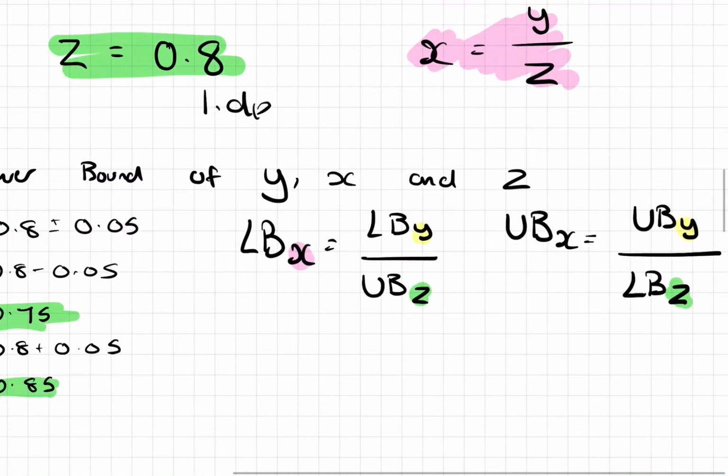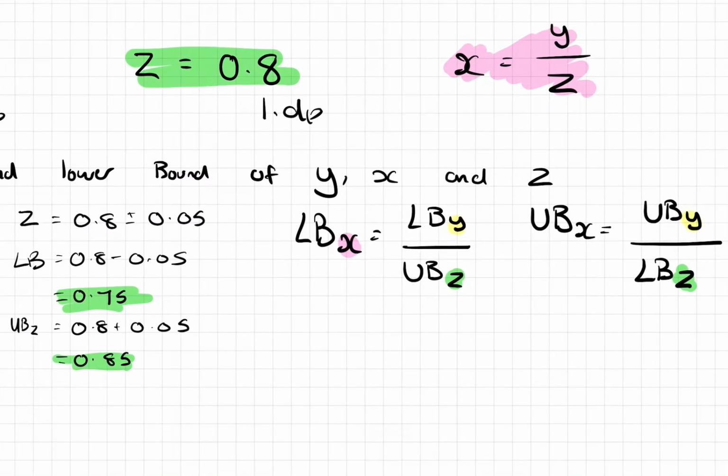Okay, with division, this is where it gets kind of interesting. The lower bound has to be the lowest possible value on the top divided by the biggest possible value. So for example, we know that 10 divided by 2 will give us a lower value than 10 divided by 1 because 2 is bigger than 1.